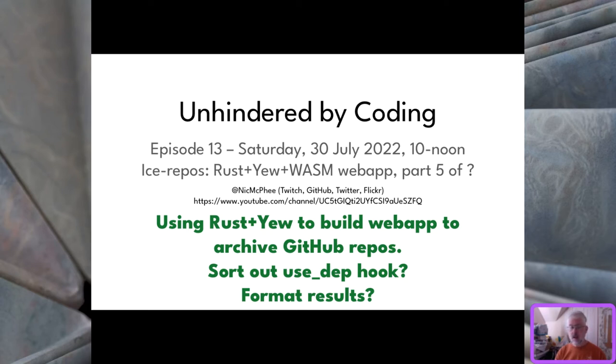So today we're picking up where we left off a long time ago. This assumes I can remember where we were, but fingers crossed it'll work out. We're still using Rust and Yew to build a web app to batch archive GitHub repositories. We made a lot of progress the last time we were here, and we were able to get the repositories from GitHub, and that was awesome. So that was an important step.